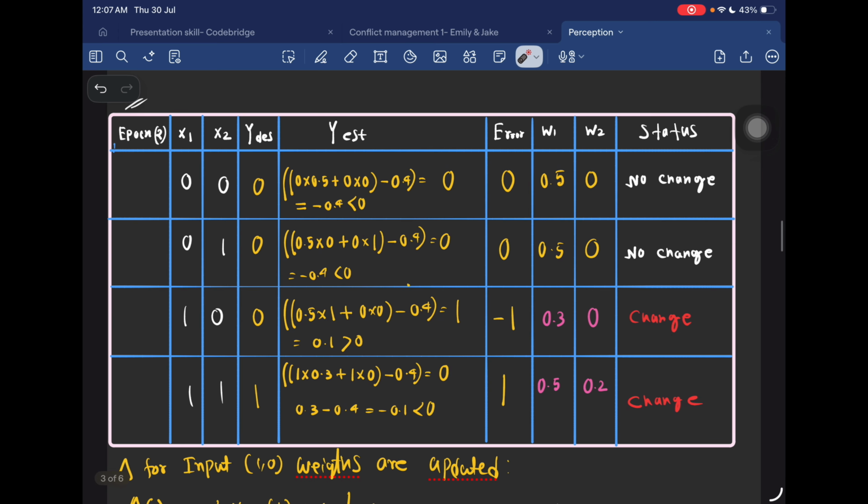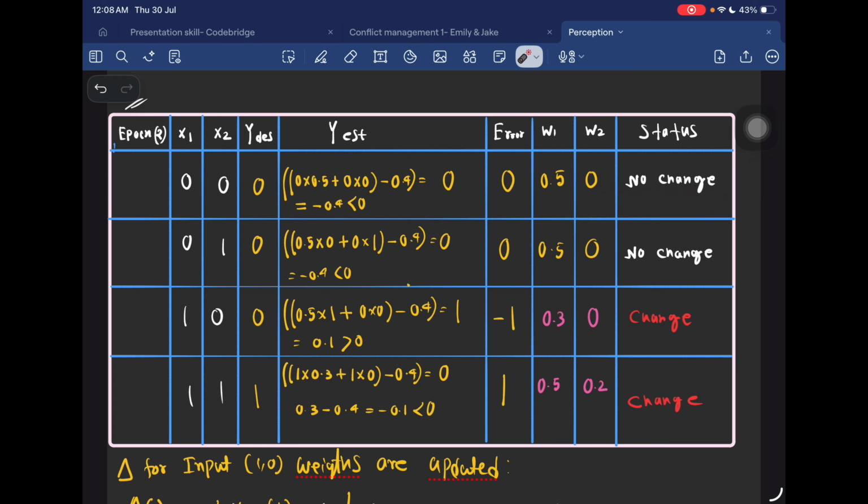Okay, so the first feature is 0 and its weight is 0.5. The second feature is 0 and its weight is 0. Minus 0.4, this is our bias. So the output is minus 0.4, which is obviously less than or equal to 0, so we write 0. Okay, so what about the error? The error is y desired minus y estimate, which becomes 0 minus 0, obviously 0. Here we make no change to our weight.